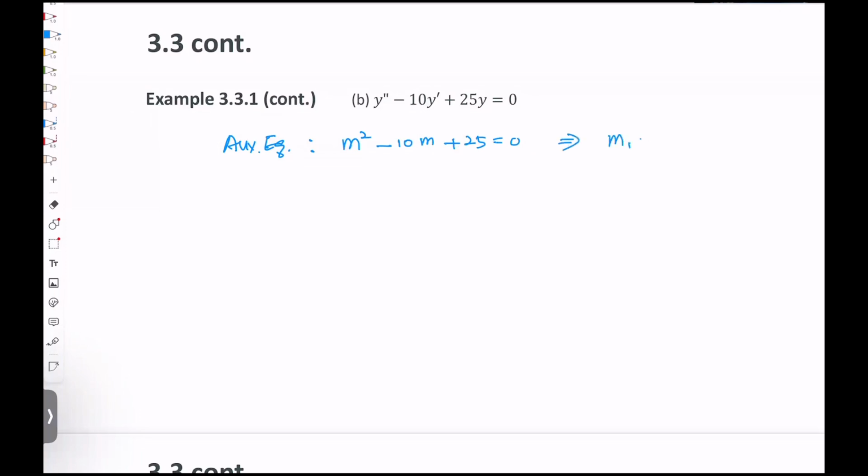The second one, our auxiliary equation is m squared minus 10m plus 25 equals 0. Now in this case, m1 equals m2, and that is 5. It's m minus 5 times m minus 5 equals 0, so m equals 5. And this is case 2, because the two m values are the same. Then we have to put our solution as c1 e to the 5x plus c2 e to the 5x. No, because we cannot have the same term. So what we need to do is multiply by x for the second one: c2 x e to the 5x.